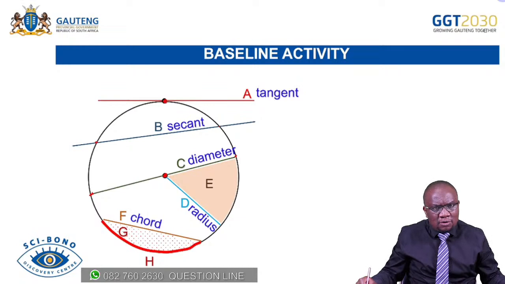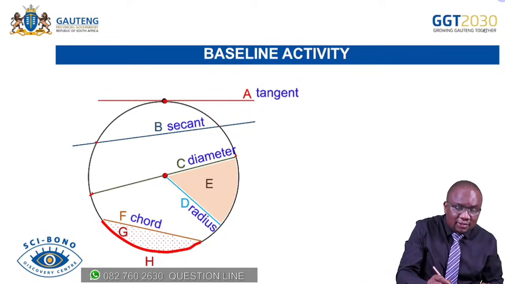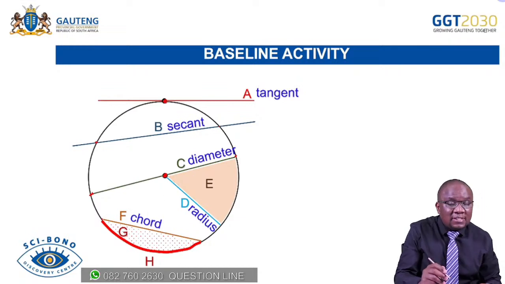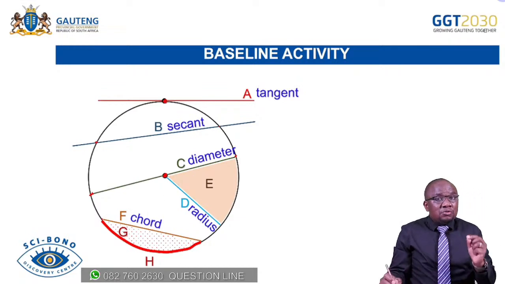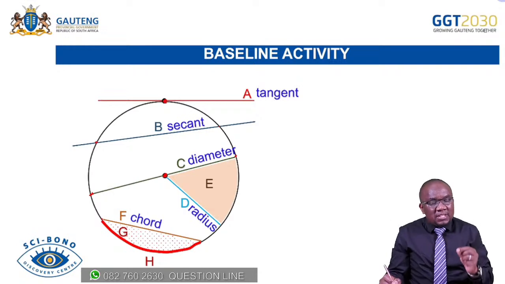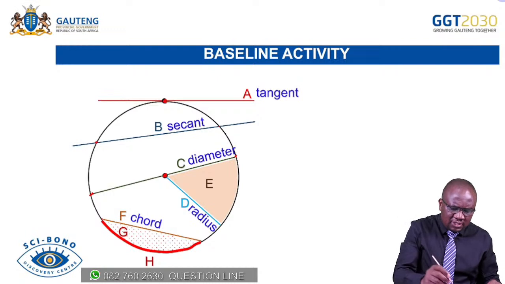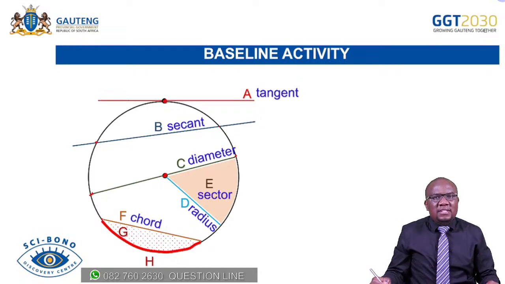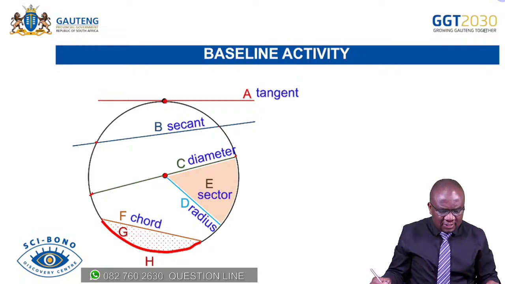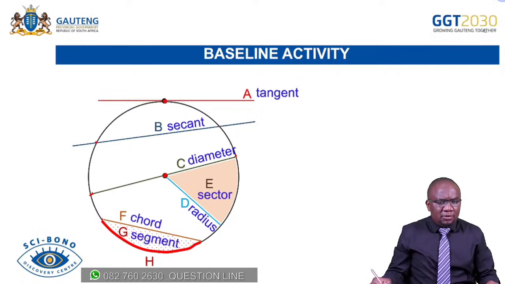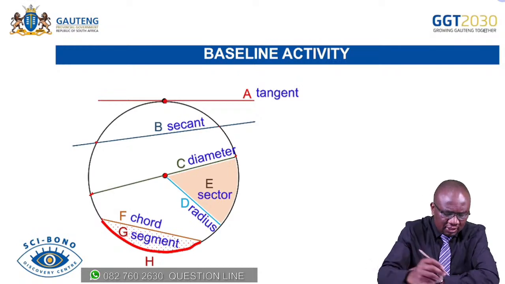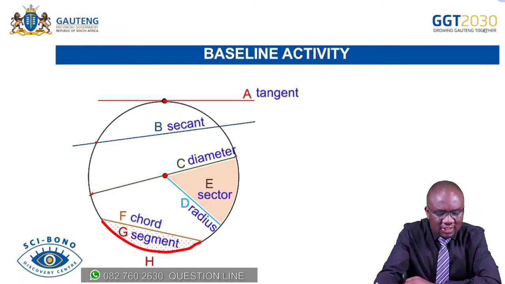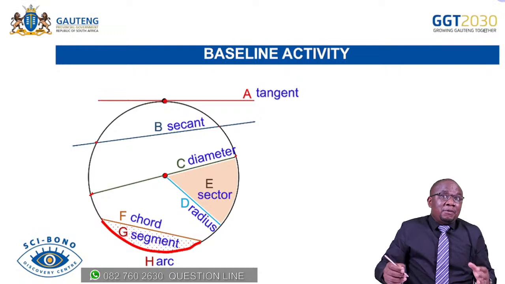Right. Do you know that diameter is a chord? Can you say it's a chord? Is there any difference here between this chord F and C there? Diameter is actually a special chord because it's a chord that passes through the center. Otherwise diameter is a chord. It's a special chord. It passes through the center. So that's a chord there. And then we've named what? E is a sector, and then G is a segment. What is H? What do you write for H? This red part here, what is it? It is an arc.